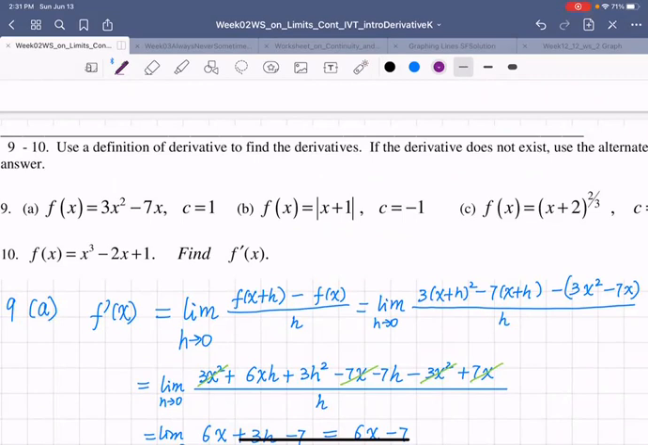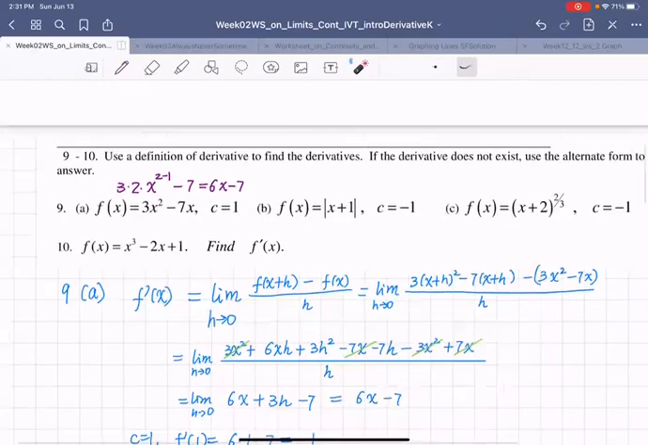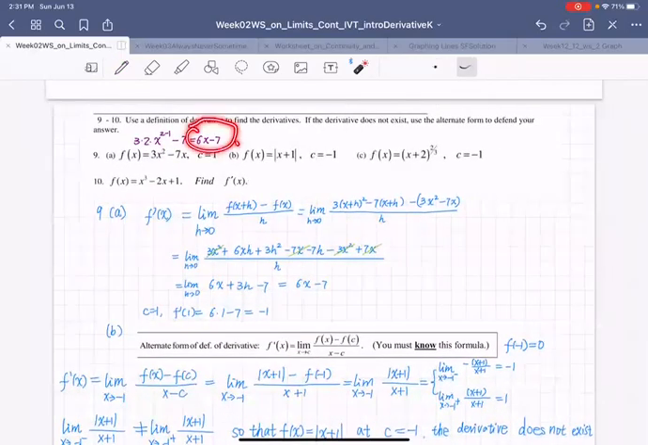Question A, look here. This is 3x to the power 2. Put 2 here, and then x to the power 2 minus 1. Minus 7x, this is x to the power 1. 1 minus 1 is 0, x to the power 0 is 1. So here is 7. So the answer is 6x minus 7. Is this true? 6x minus 7. Yes, they match.